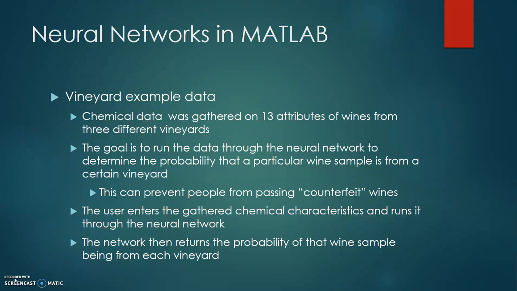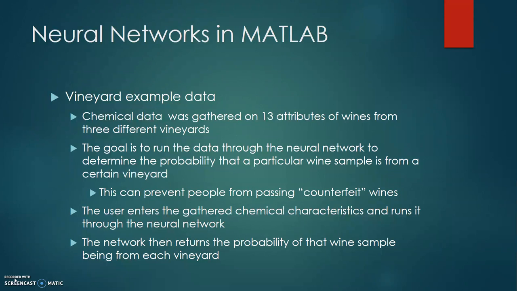So basically, chemical data was gathered on 13 attributes of wines from 3 different vineyards, and the goal is to run the data through the neural networks to determine the probability that a particular wine sample is from a certain vineyard. And this can just prevent people from passing counterfeit wines. So it does serve a purpose. They're really useful in a lot of different ways.